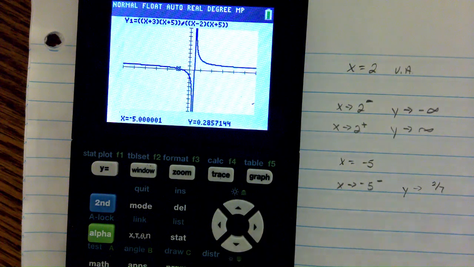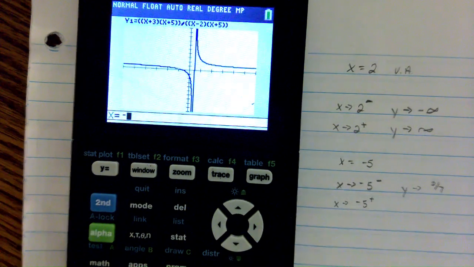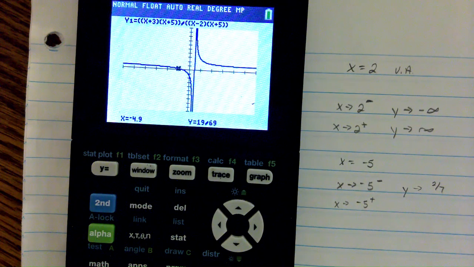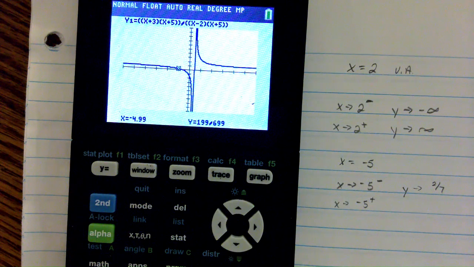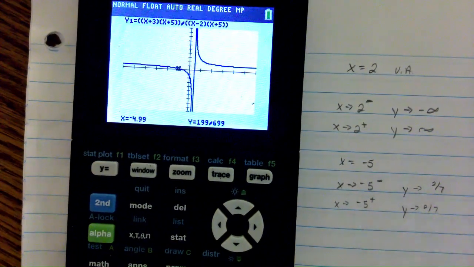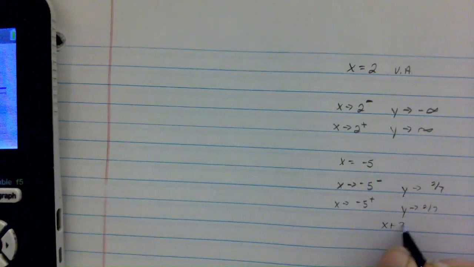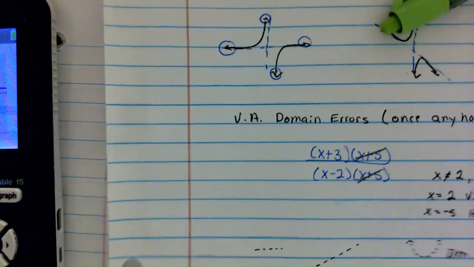What about from the other side? What if I did negative 5 to the right? That would be like negative 4.9, right? 19 over 89. What about negative 4.99? That's roughly 200 over 700, right? Or roughly 2/7. Yeah. Now, how could I have gotten this 2/7 without needing to do this? Well, we had reduced it to x plus 3 over x minus 2. See how it would reduce?